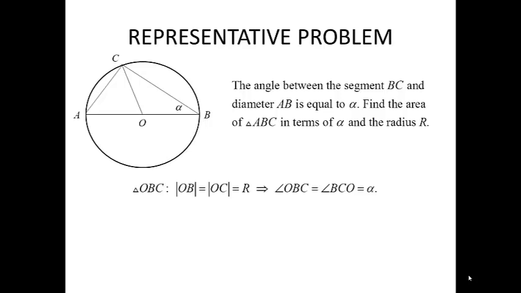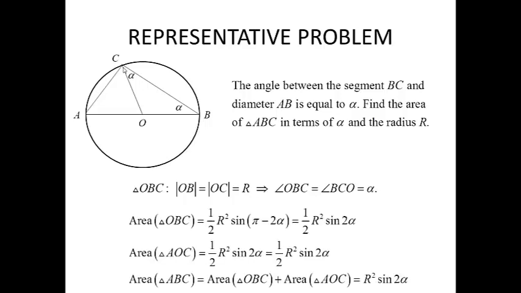Let me begin by looking at the triangle OBC, which is isosceles because both OB and OC are equal to r, and therefore the angle OBC and the angle OCB are equal, and the angle OCB is of course equal to alpha. Now I can compute the area of the triangle OBC using the formula 1/2 r squared sine (pi minus 2 alpha), because the angle at O is equal to pi minus 2 alpha.